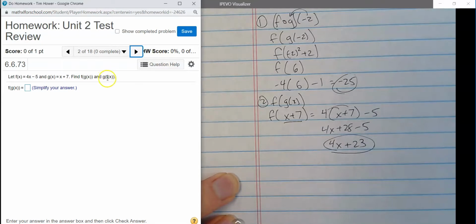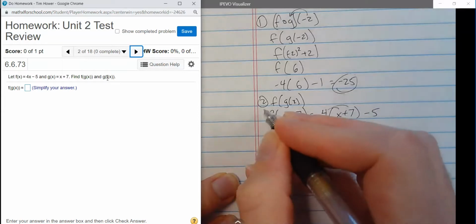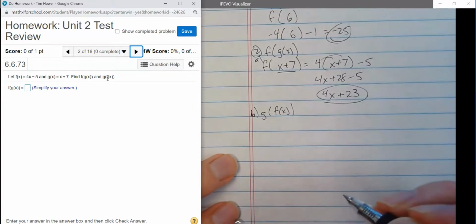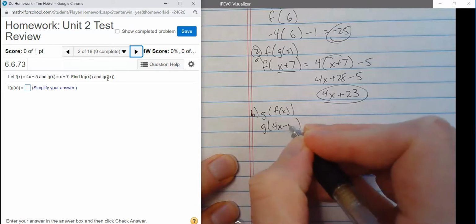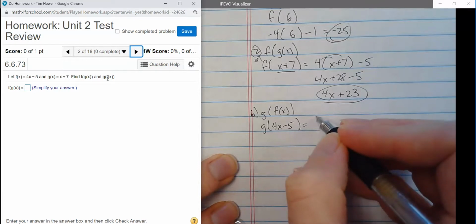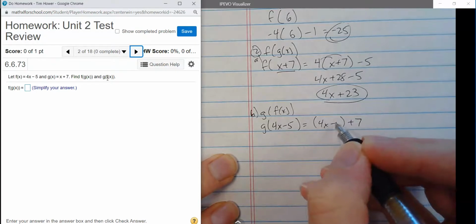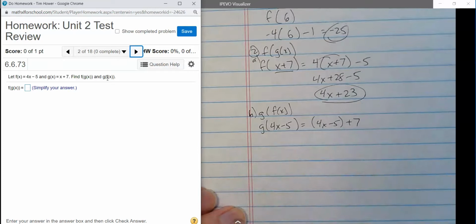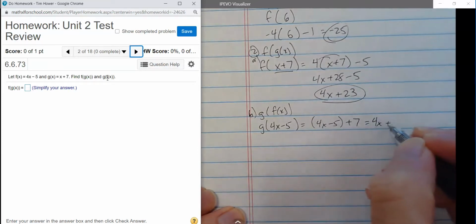They also want me to do g of f of x. Okay, so we'll say part A, part B. So f of x, I'll replace that. f of x was 4x minus 5. And function g says take whatever you're plugging in and add 7 to it. The thing I'm plugging in is 4x minus 5. There's nothing to distribute here. Just basically ignore the parentheses now. So it'll be 4x and then plus 2.